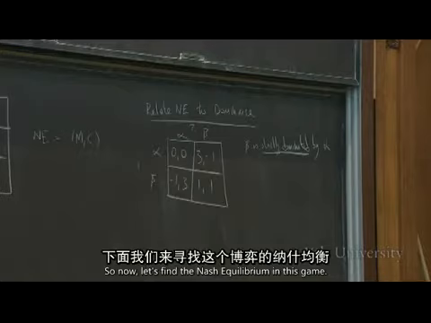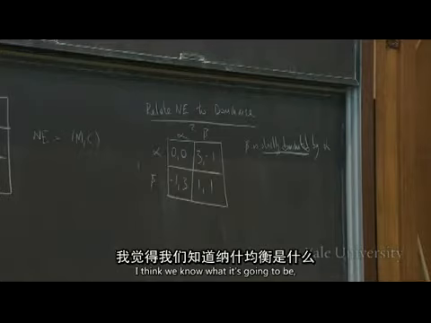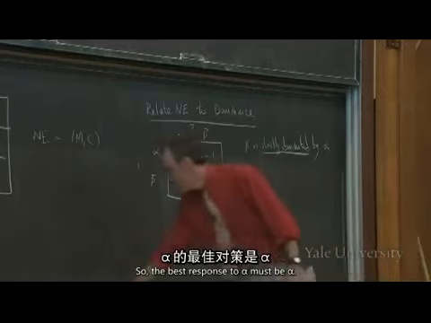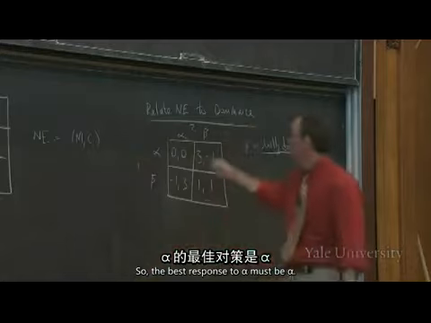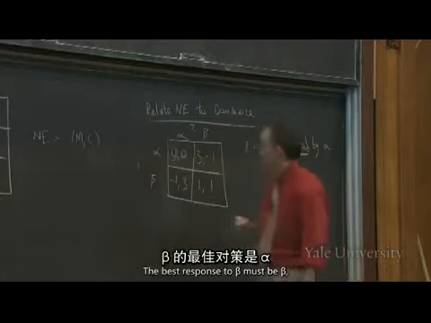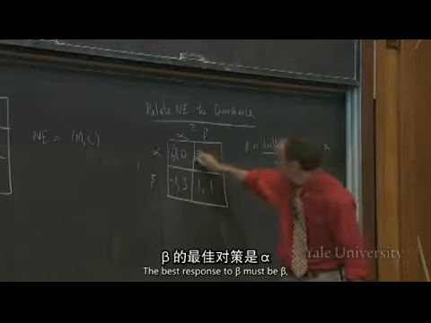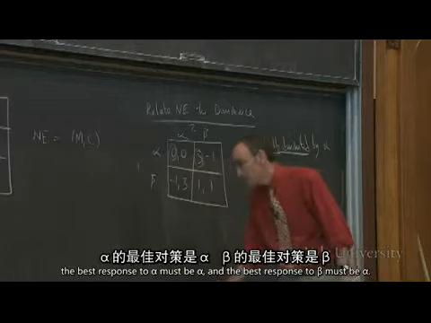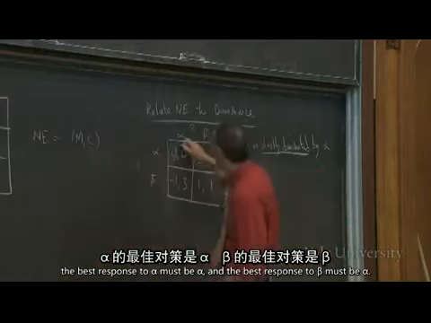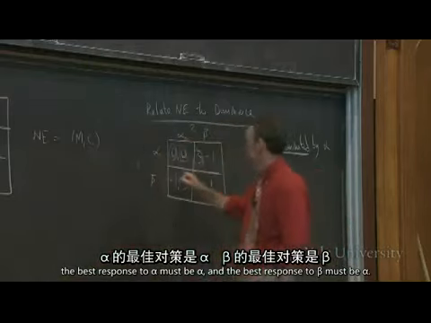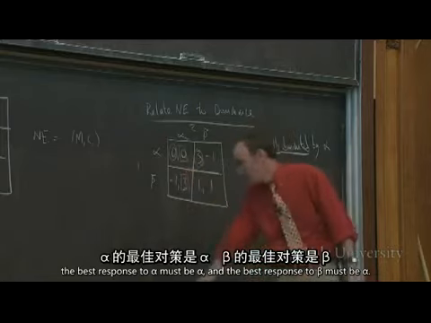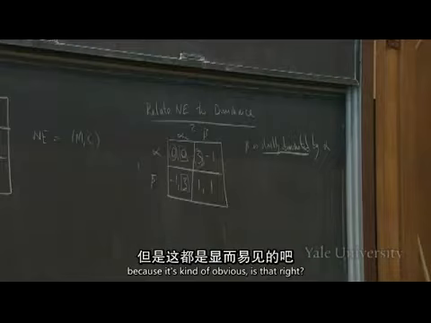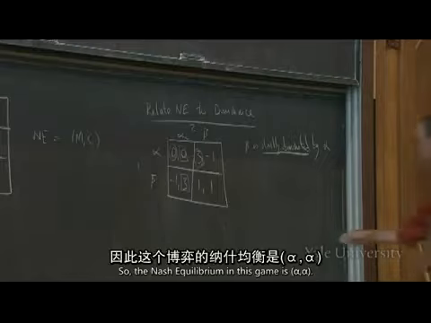All right? So now let's find the Nash equilibrium in this game. I think we know what it's going to be, but let's just do it in a sort of slow way. So the best response to alpha must be alpha. The best response to beta must be alpha. And for the column player, the best response to alpha, I was doing it in pink, wasn't I? The best response to alpha must be alpha. And the best response to beta must be alpha. Everyone okay with that? I'm rushing it a bit because it's kind of obvious. Is that right? Okay.